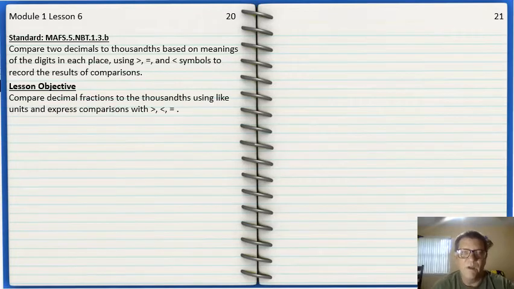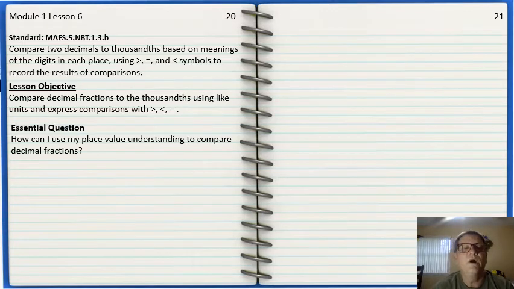The lesson objective you need to write in your notes, which is compare decimal fractions to the thousands using the units and express comparisons with greater than, less than, or equal to. Our essential question: how can I use my place value understanding to compare decimal fractions? Now, a lot of you are probably confused saying decimal fractions. Well, they're just saying that a decimal that's less than 1 is a fraction of a whole number. So it's basically being called a decimal fraction.